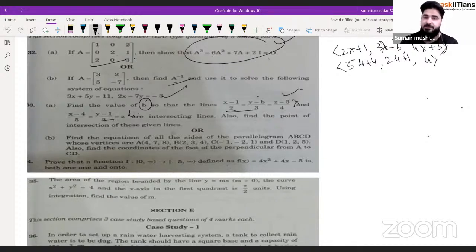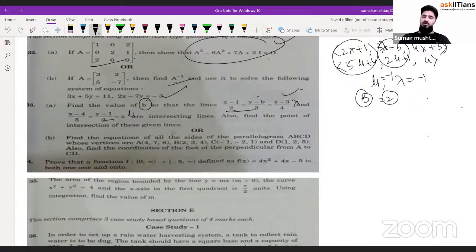Now you can directly solve these three equations to find the value of mu and lambda. When you find mu and lambda, you can find b. For your information, lambda will be -1, mu will also be -1, and b will be 2. Now how to find the point of intersection? Since mu and lambda are both equal, put the value in this and you will get the answer. This is -2, this will be -1, -1, -1, I think.